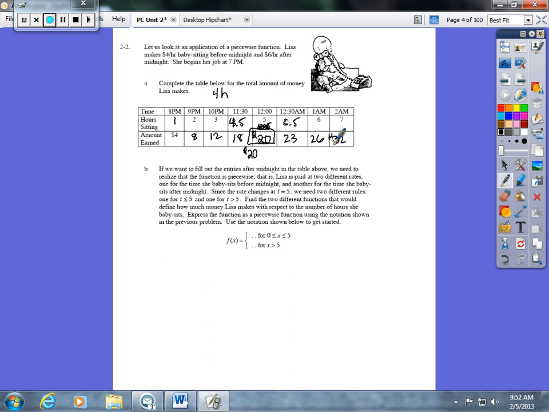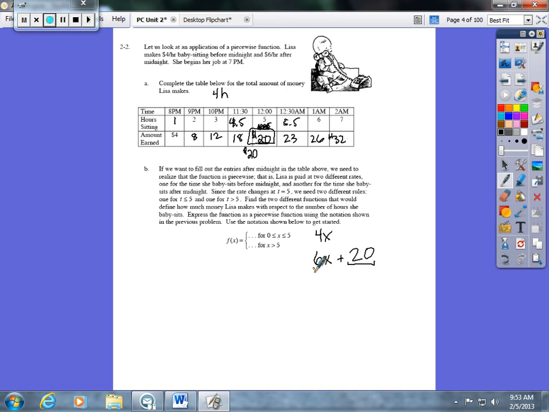If you wanted to fill in entries after midnight above the table, we need to realize that the function is piecewise. That means she's getting paid 2 different rates. Okay, so from 0 to 5, the equation is simple. It's 4h, or in this case, sorry, they use x, so let me use x, 4x. But after 5 hours, it's 6x plus, and this is how much money she has at that midnight mark, or at that 5 hour mark, which in this case was $20, so we got to put that in there. Because she doesn't lose the money she made before, but she doesn't make $6 an hour on that money afterwards, okay? So that's what we're looking at there.